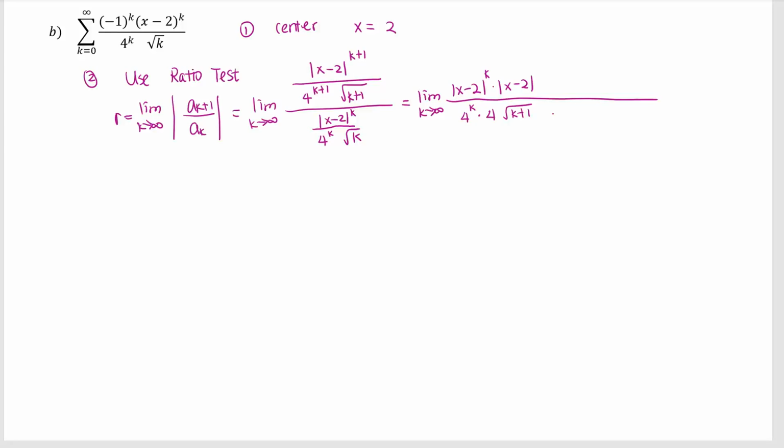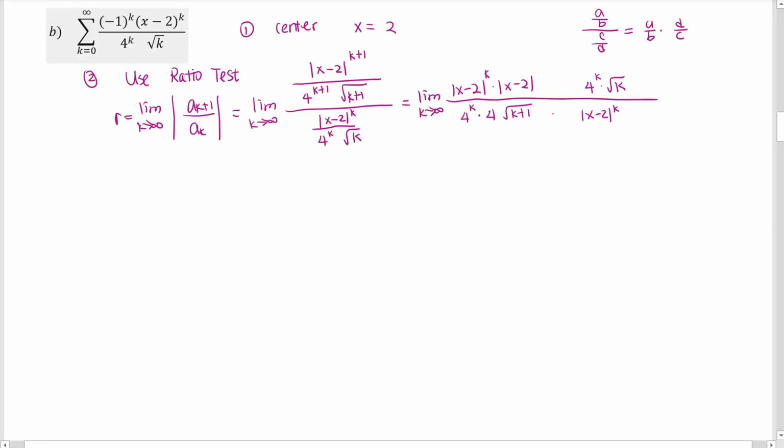And then x minus 2 to the k is downstairs, because a over b over c over d is a over b times d over c. So the c actually stays downstairs, and the 4 to the k is like the d, upstairs, along with the square root of k. What can we cancel? We can cancel x minus 2 to the k and we can cancel 4 to the k. And that's it, right? So let's continue.